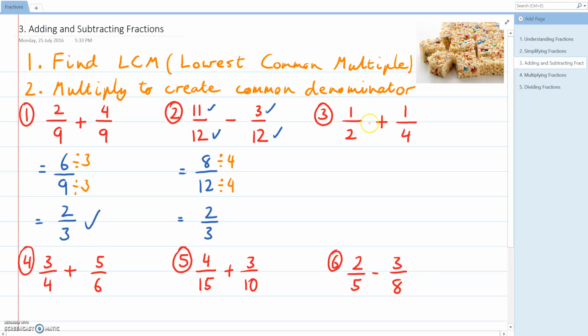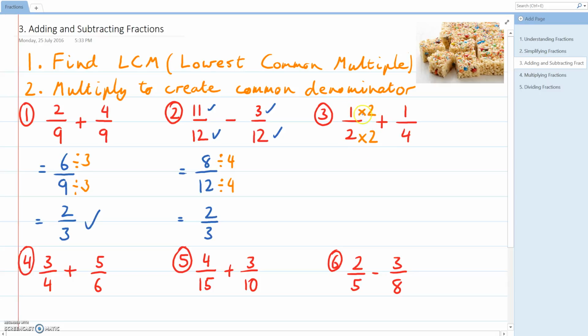Alright, here's where it gets a bit tricky. We don't have a common denominator here. 2 is not the same number as 4, as I'm sure you're aware, so we need to make it the same. So the lowest number that both 2 and 4 go into, the lowest common multiple for 2 and 4, is in fact 4. So all we have to do here is multiply both of these values by 2.